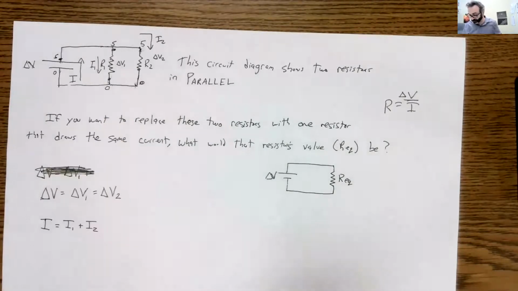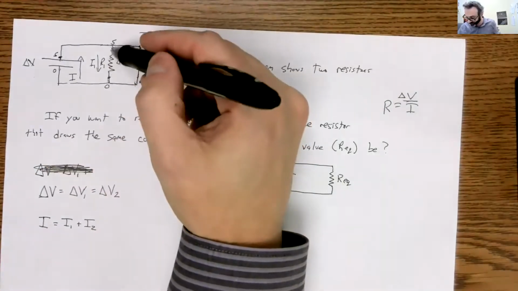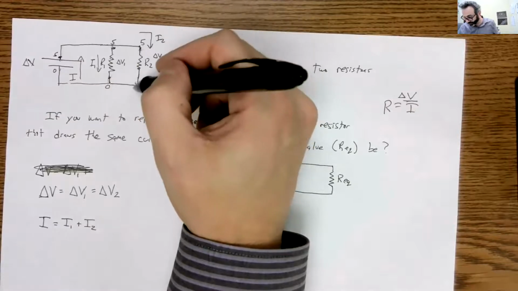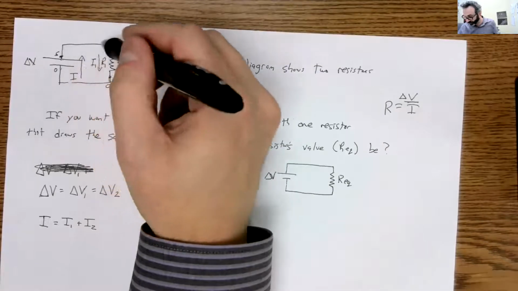And that's just because charge is still conserved, right? However much charge per time is going through this branch, plus however much charge per time is going through this branch, has to be the combination of them, because all the charge ends up coming through this branch.